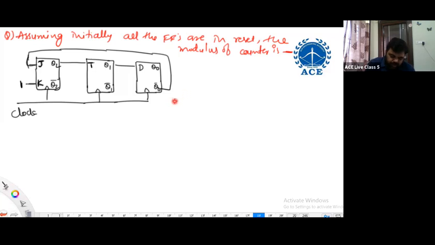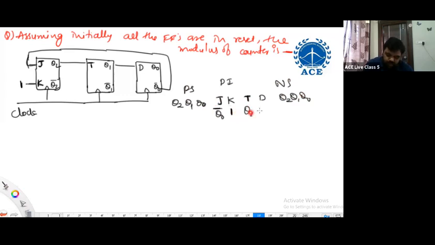So if I consider Q2, Q1, Q0 as present state, then present inputs J, K, T, D, and next state is Q2, Q1, Q0. Right? What is J connected to? Q0 bar. K connected to 1. T connected to Q2. D connected to Q1. Yes. Start with 0, 0, 0.